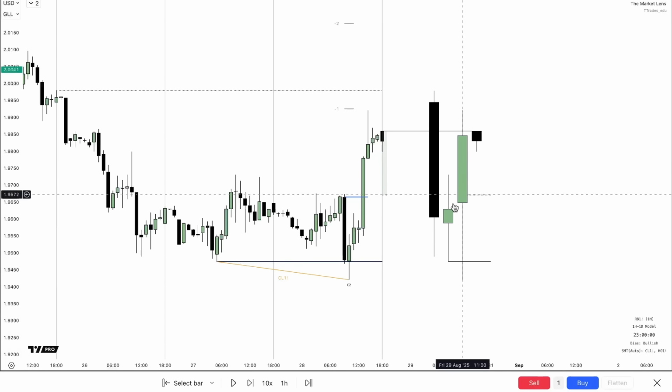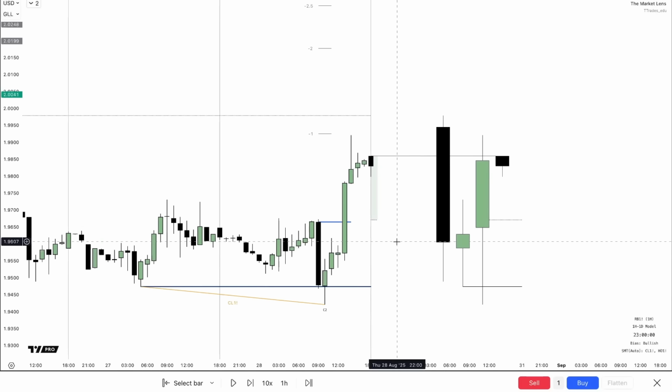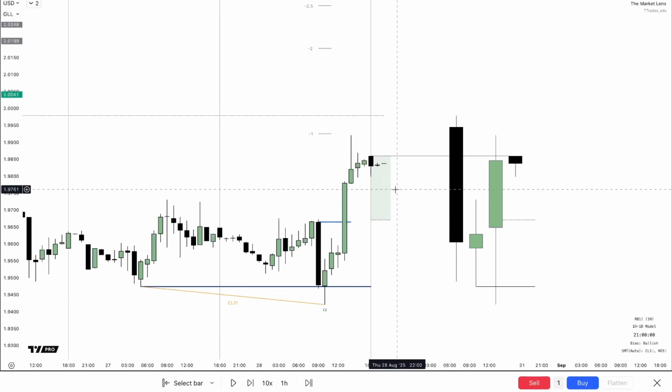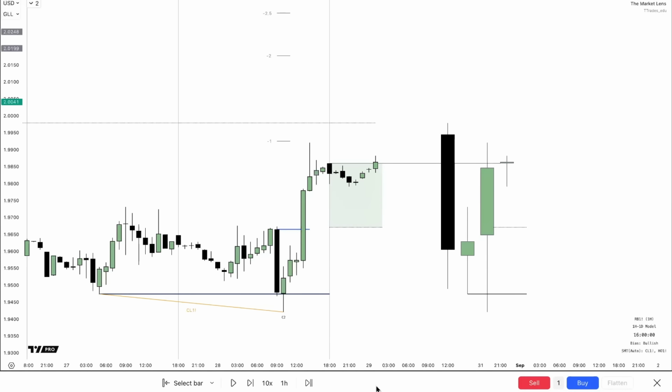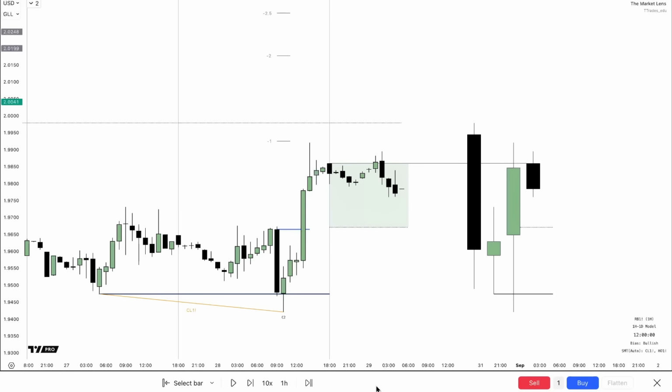So with this closure, we have a change in the state of delivery. We also have the SMT with CL here. So then what am I going to wait for? I'm going to wait for that same reversal candle on the lower time frame. So as we let this continue, you can see we are just kind of consolidating here within this range. And what do I mean by that? We have one candle here. Price has not taken out either side of the range. Now we do take out that side of the range. And what do we have? We have a nice reversal candle.